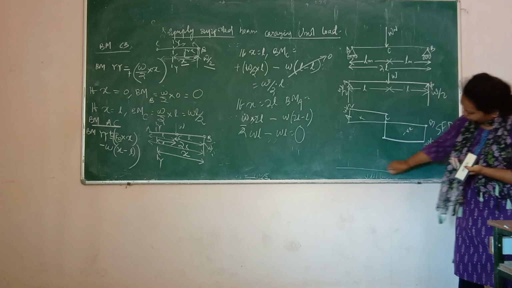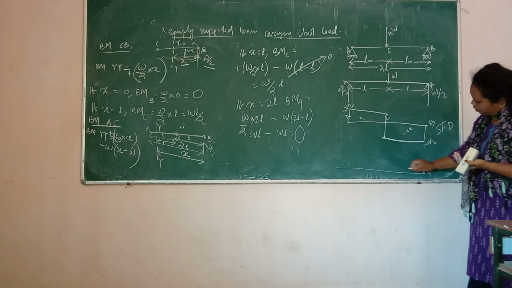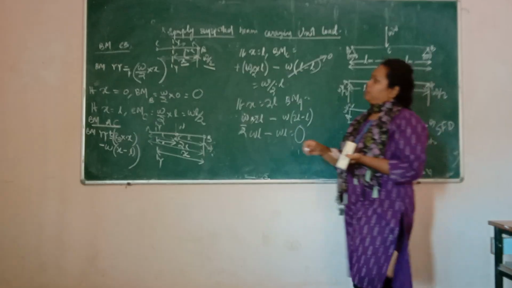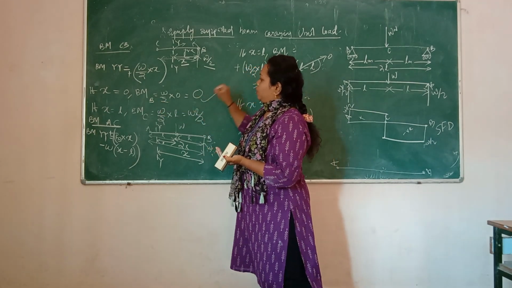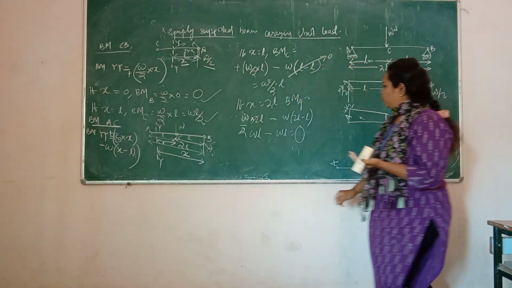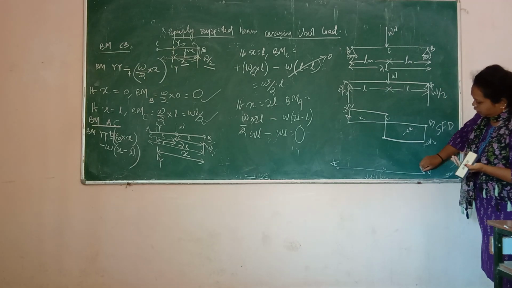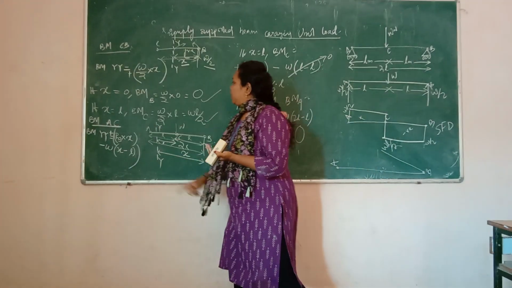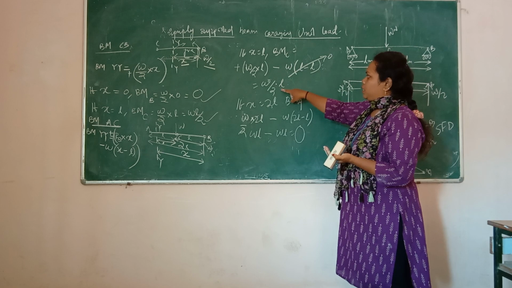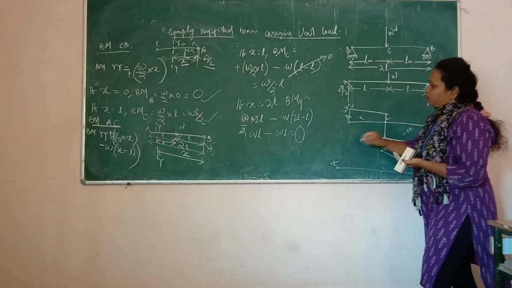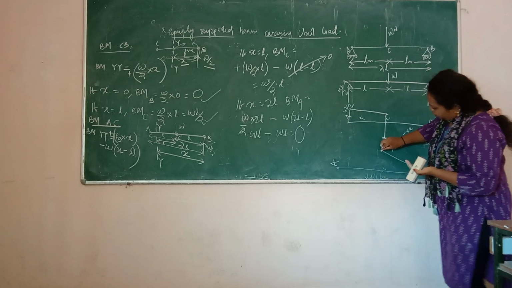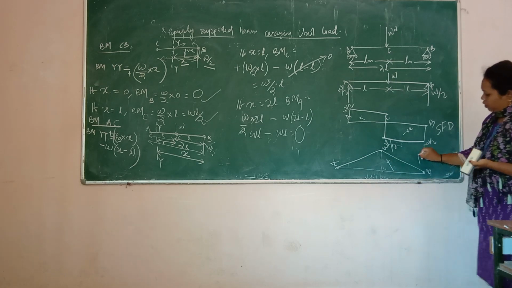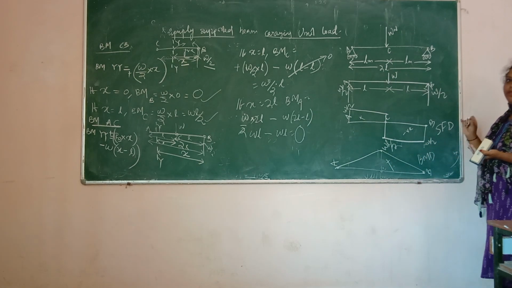Now draw the diagram. This point is B, this one is C, and this point is A. So here the bending moment at point B is 0, bending moment at point C is WL/2. So B is 0, then WL/2. Again from A to C, bending moment at point C is WL/2. Here WL/2, bending moment at point A is equal to 0. So this is the value of bending moment. This one is bending moment diagram. This one is shear force diagram.